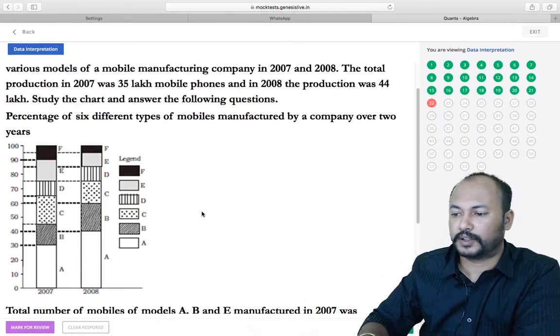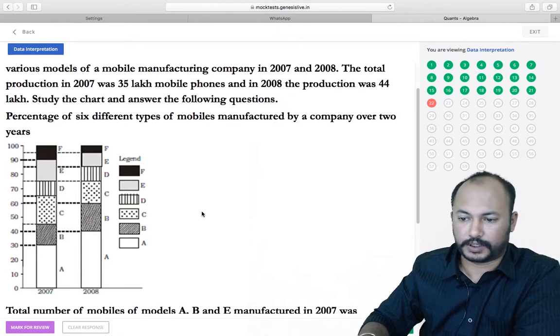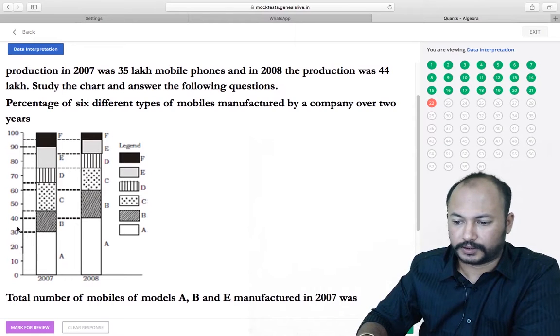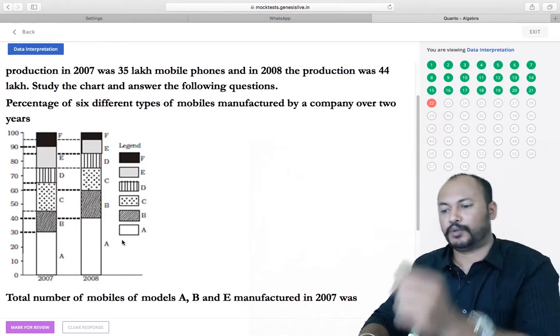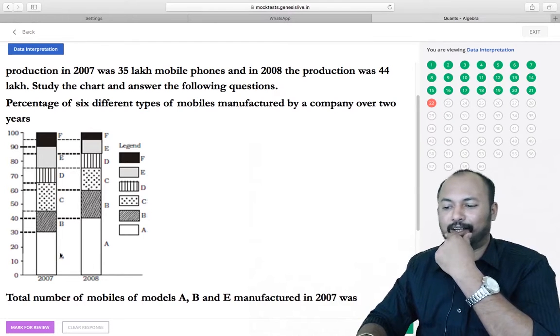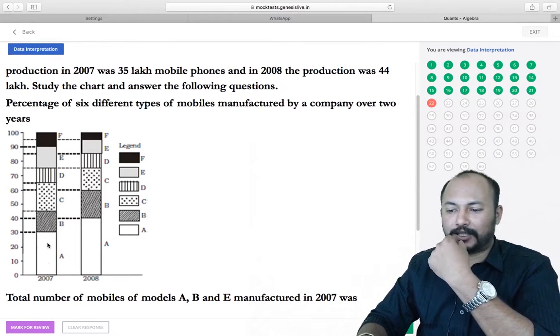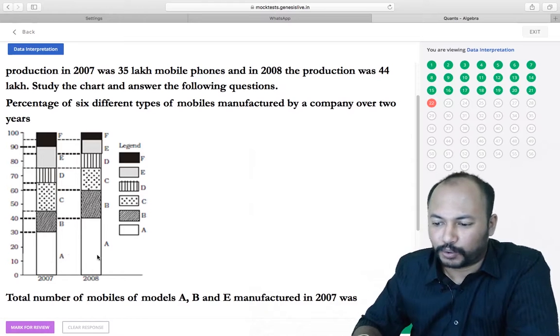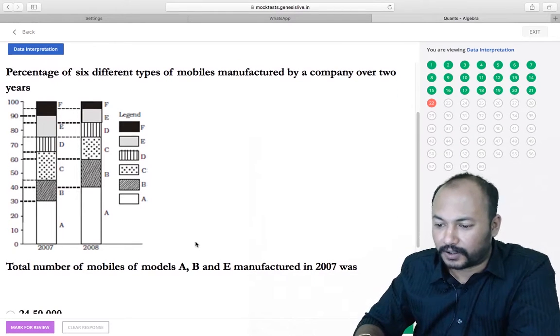Percentage of 6 different types over 2 years. Fine. This is percentage. Okay, 100 percentage, and then you have 7, 8. So different mobile phones, 7 and 8. I think A must be iPhone, right? In both the years. So anyways, fine. Let's get into the question.